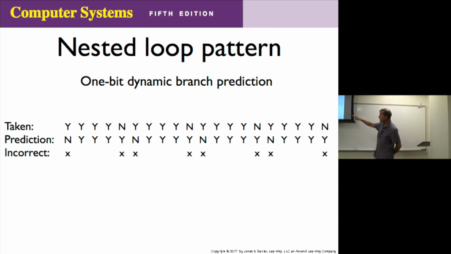Now, the very first time we start, we predict it's not taken, so we were incorrect, and we have a bubble penalty to pay. But the next time, we're going to predict that it was taken, right? And it is taken, so there's no penalty.